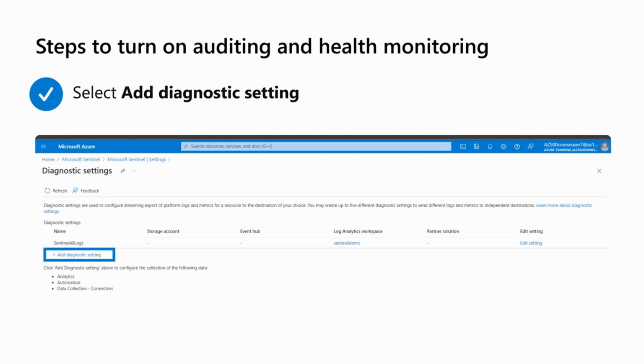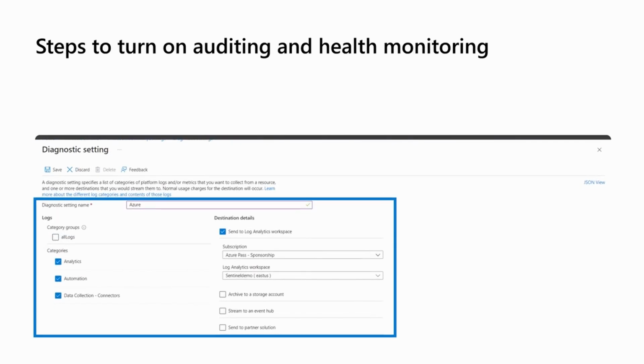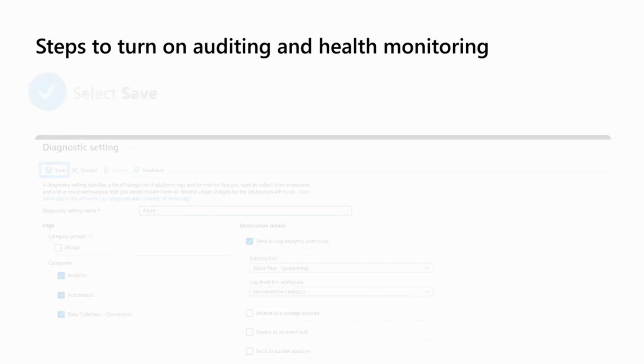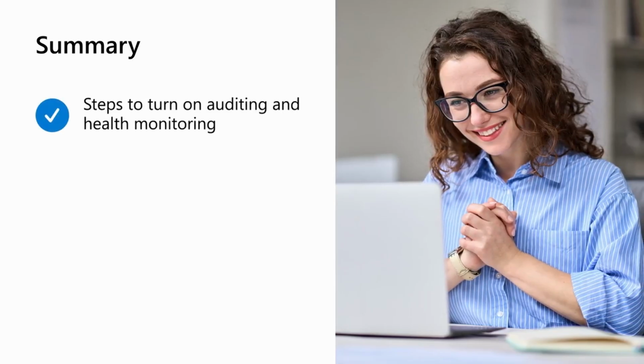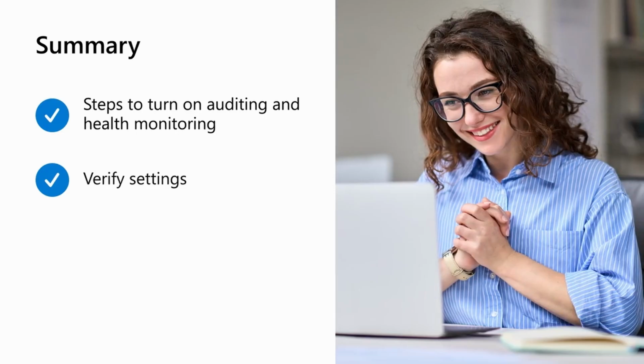Select Add Diagnostic Setting. Fill in the relevant details on the diagnostic setting page and select Save. You can verify the saved settings on the Microsoft Sentinel Logs page by running a query on the Sentinel Health table. That's all in this video. Let's summarize. In this video, you learned how to turn on auditing and health monitoring for Microsoft Sentinel and verify the added settings.